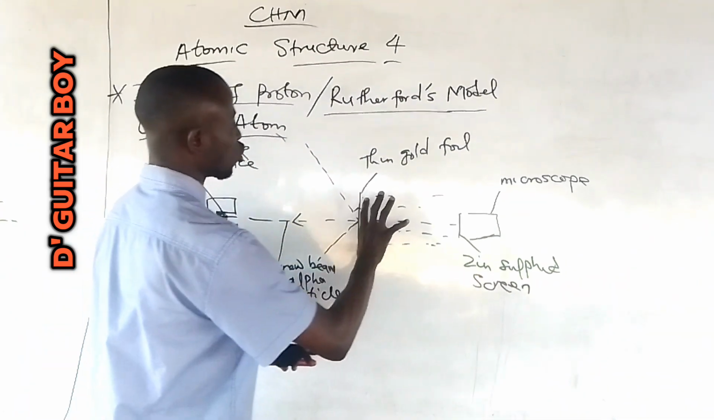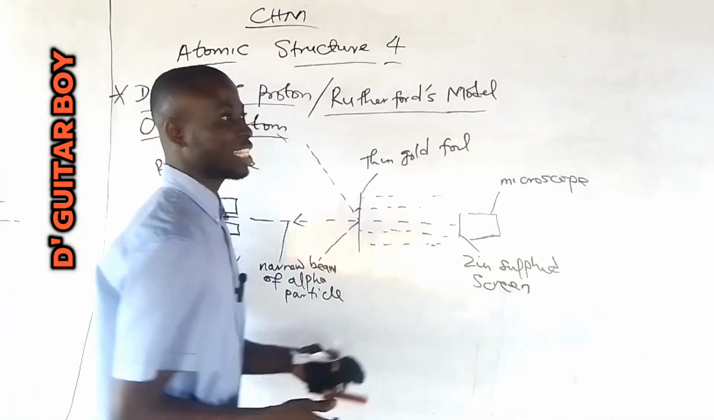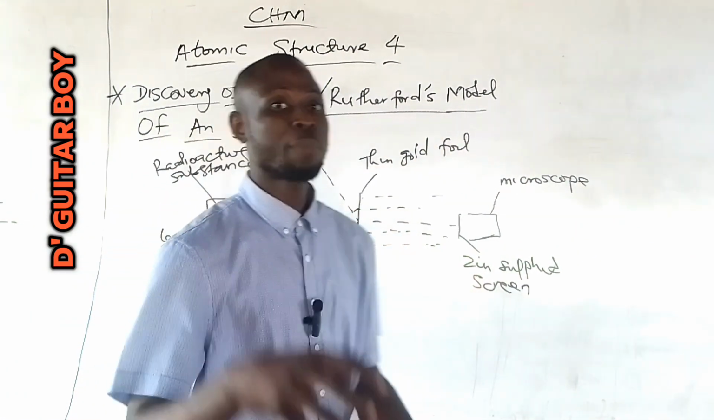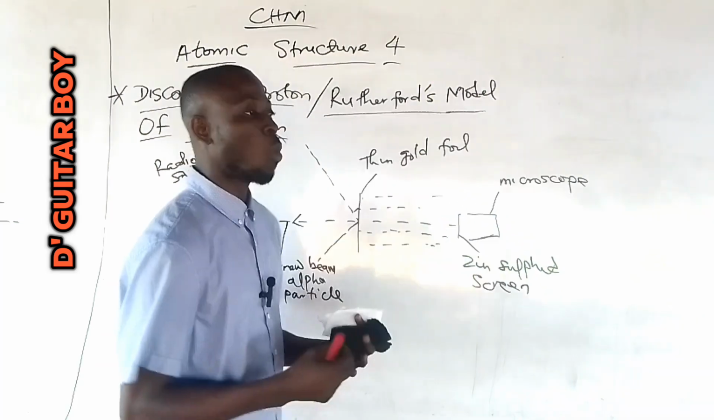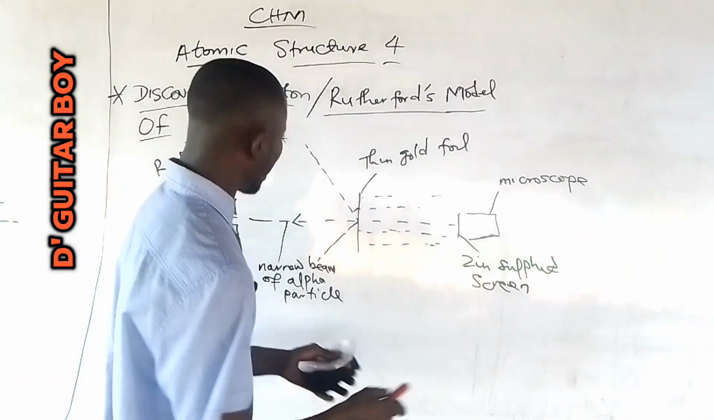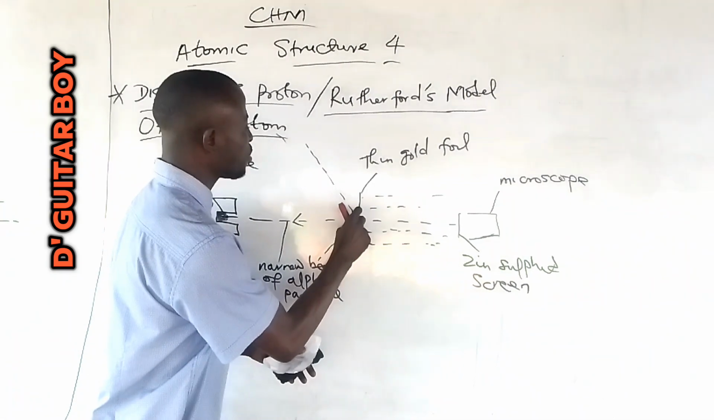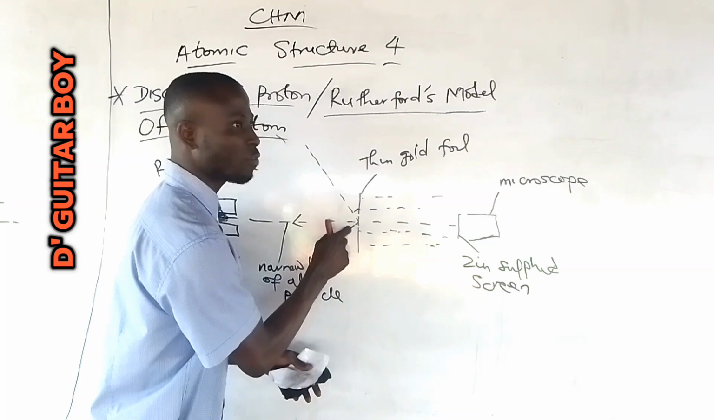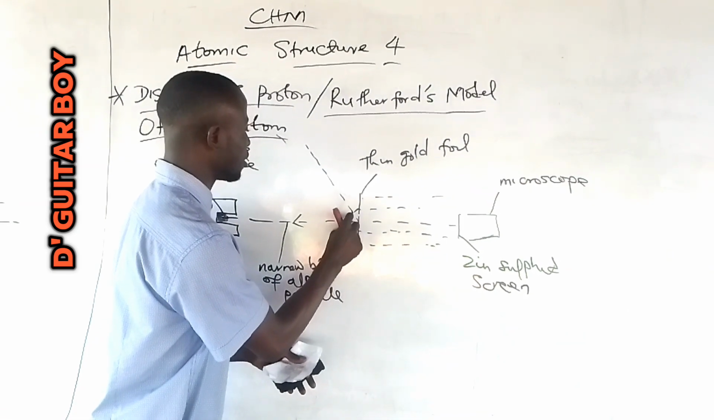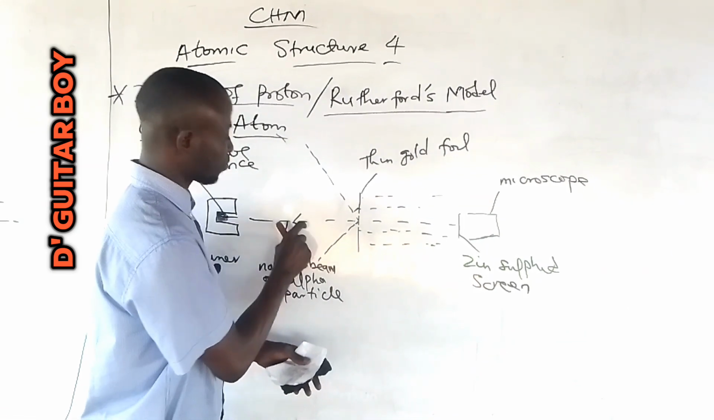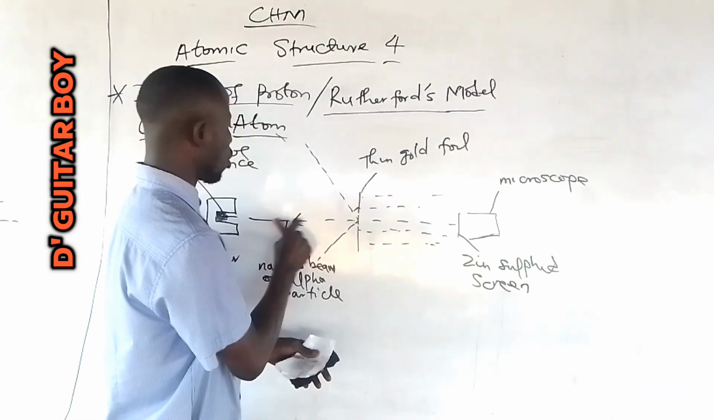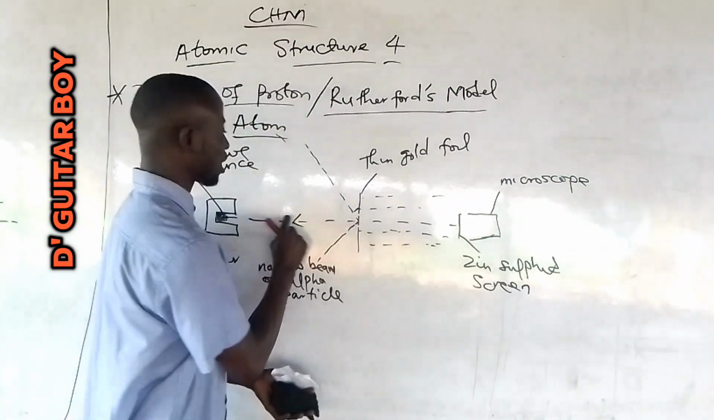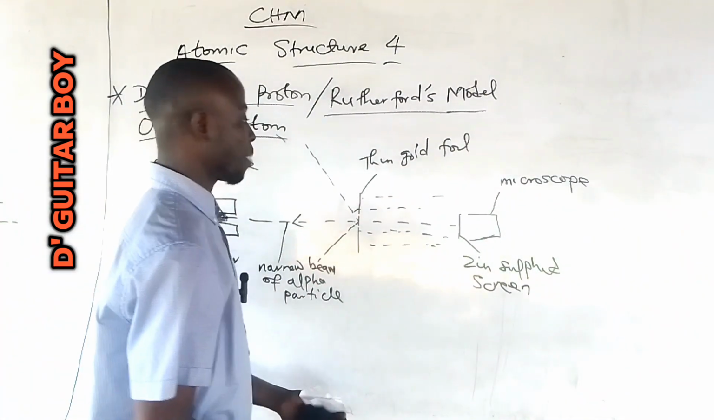Hence, that is why most of the particles pass through the large empty space, and there is a center positive nucleus where the mass of the atom is concentrated. That won him a Nobel Prize. Now, it is because of the concentration of the mass of the atom here that brought about the bouncing back of the alpha particle in the backward direction.